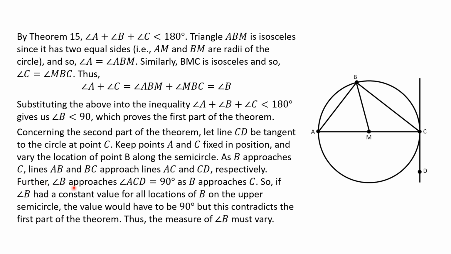So further, this angle B here, as you get closer and closer, it approaches the angle ACD, which is 90 degrees. So if the angle B had a constant value for all locations of B on the circle here, the value would need to be 90 degrees. But this contradicts the first part of the theorem, that B is less than 90 degrees, what we proved right here. So therefore B, the angle at B must vary, which is what we wanted to show.